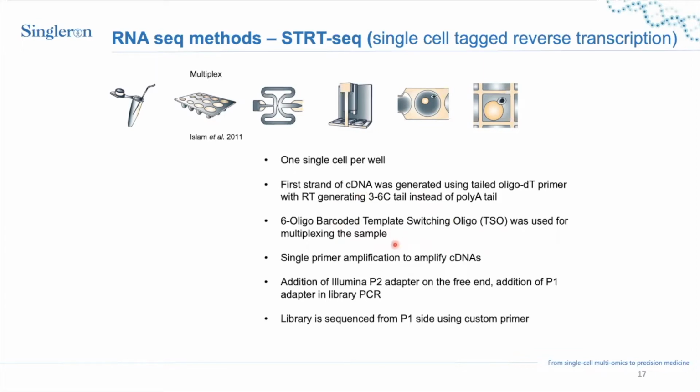And then they use single primer amplification to amplify cDNAs, and then they add Illumina P1 and P2 adapters for sequencing. And they sequence from only one side, from the P1 side. In the beginning, I categorized methods into 3 based on their cDNA length, and that was an example of 5' capture.